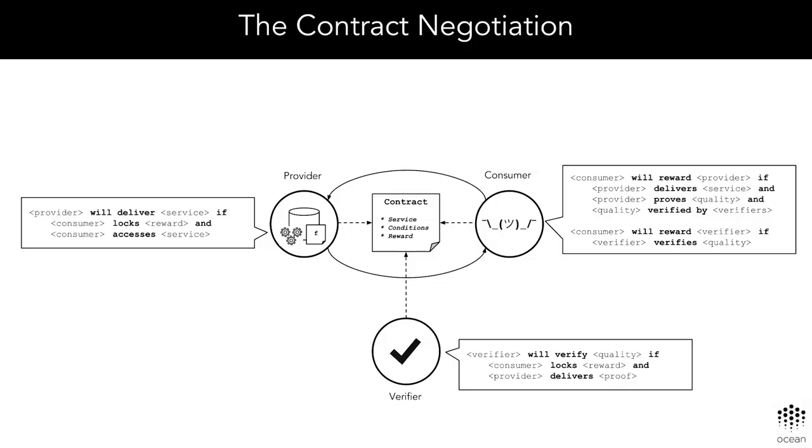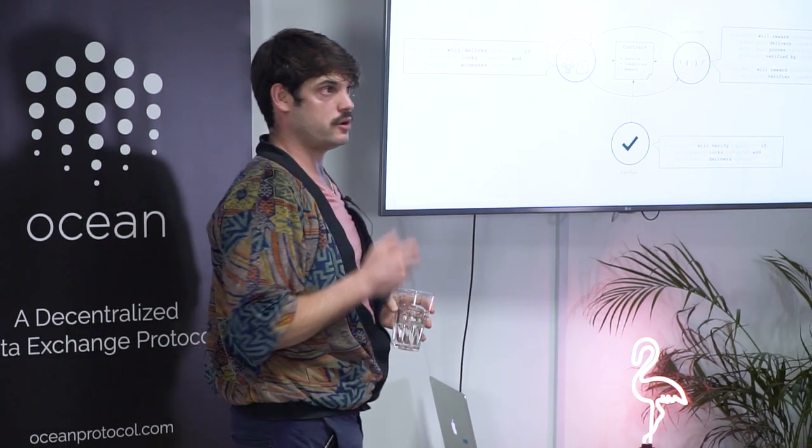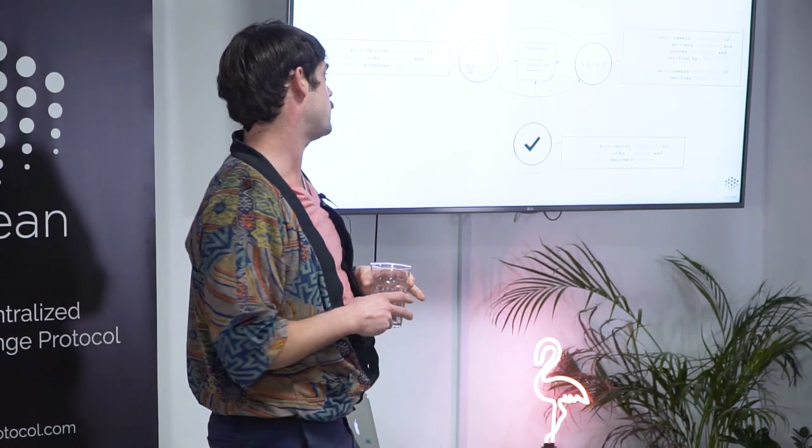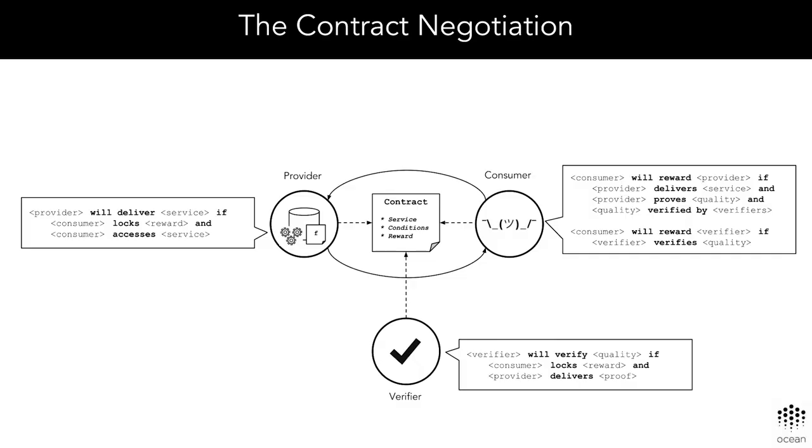Now, in order to set up a contract here, a smart contract, an SLA, or a service agreement, everybody is going to have their own wants and needs. A service provider wants to get paid, and that can be said by, well, if you lock up the reward in one of those escrow contracts, then I will grant you access. A consumer says, well, I will only pay you if you actually delivered a service, and that service got verified by a verification network.